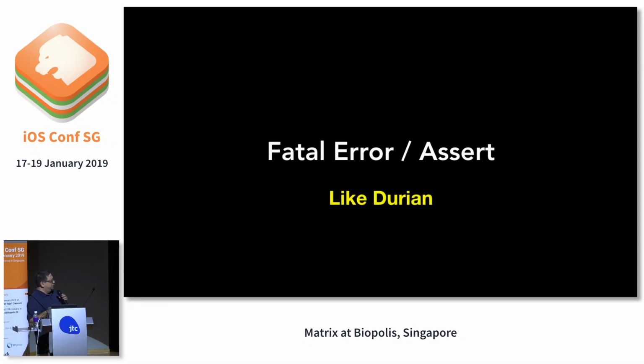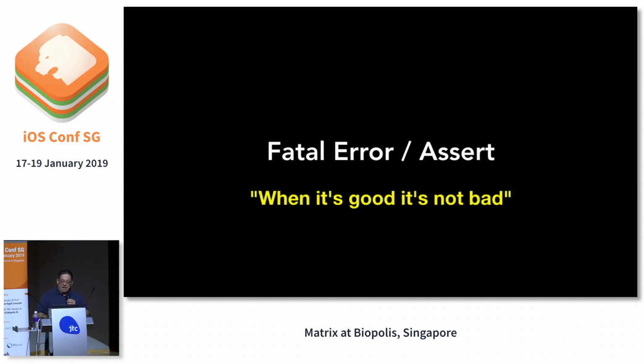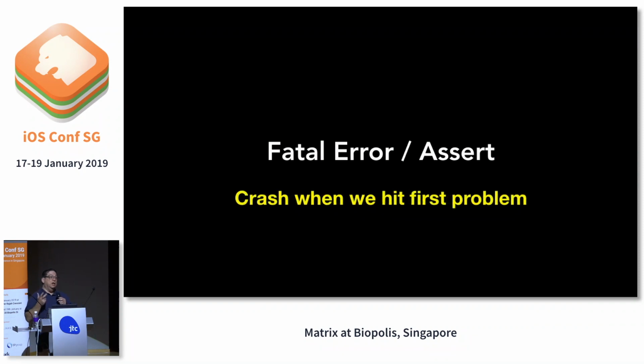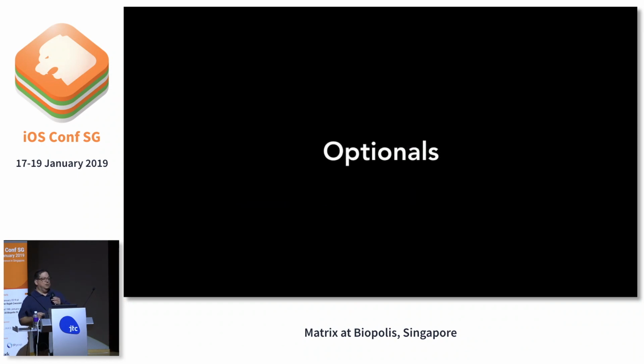They're kind of like durian, right? When it's good, it's not bad. But when things go wrong, we crash when we hit our first problem, and we're pretty much done with things. So maybe we want to look at other ways of handling errors, and one of them is optionals.